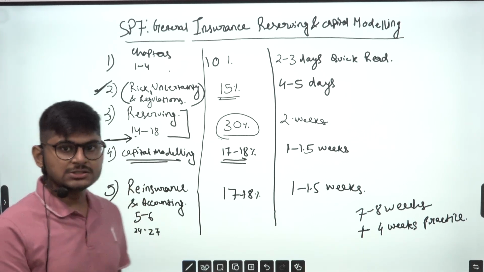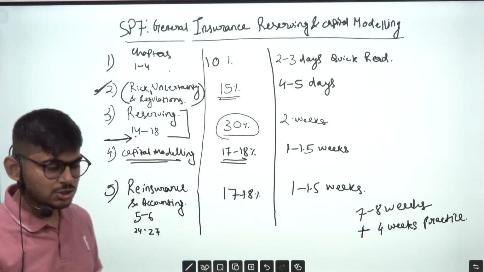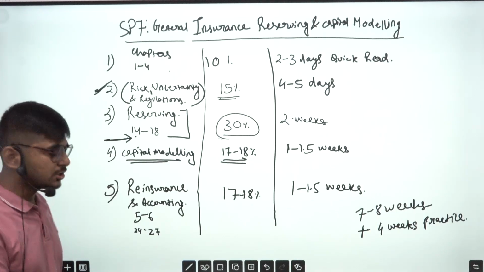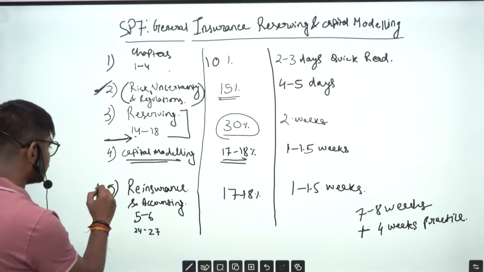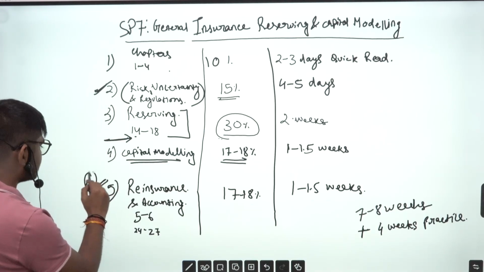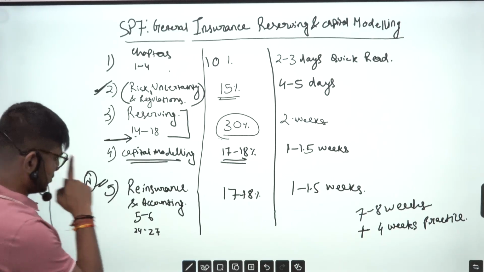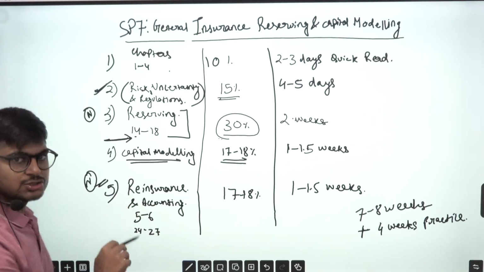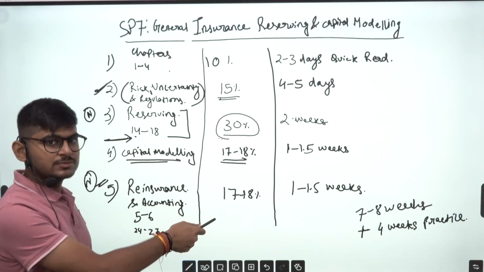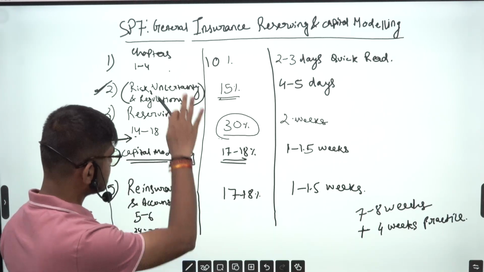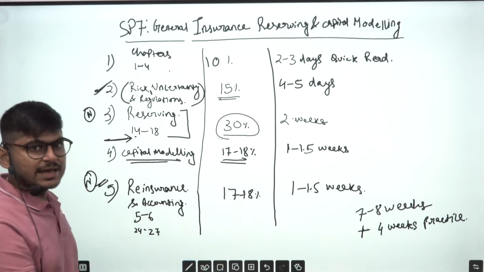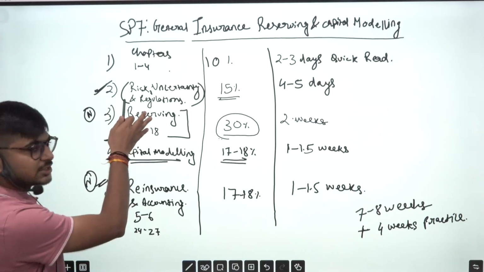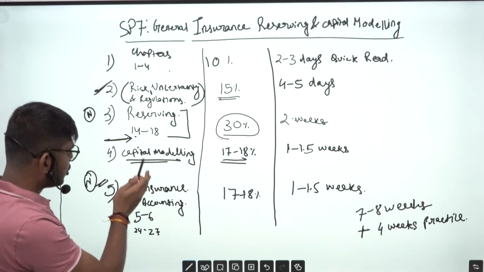So reinsurance: the background of reinsurance, types of reinsurance, and also reserving for reinsurance, everything. Again, from this chapter we do have some numericals. So numericals you would see in these two sections, reserving and reinsurance and accounting. This again forms 17 to 18% of the syllabus, and this is the entire syllabus that you want to study, starting from the background, risk and uncertainty, reserving, capital modeling and reinsurance.